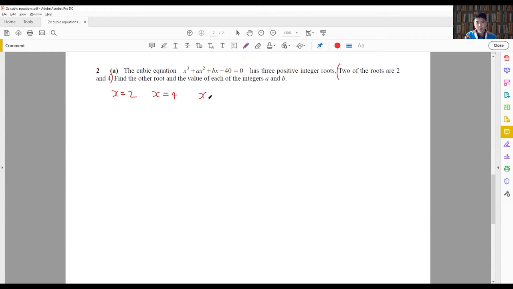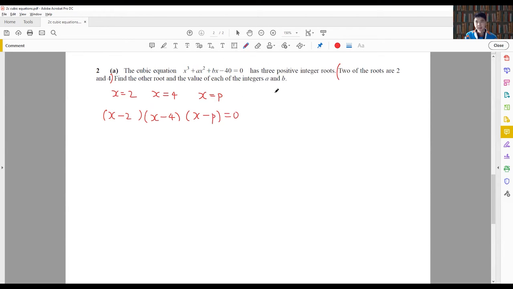So the third one, I'm going to equal it to p as well, since the last question was equal to p, right? Then from here, I know that if I were to put them back into the brackets, it's going to be (x - 2)(x - 4)(x - p) = 0. If I expand this, I would get the cubic equation back.